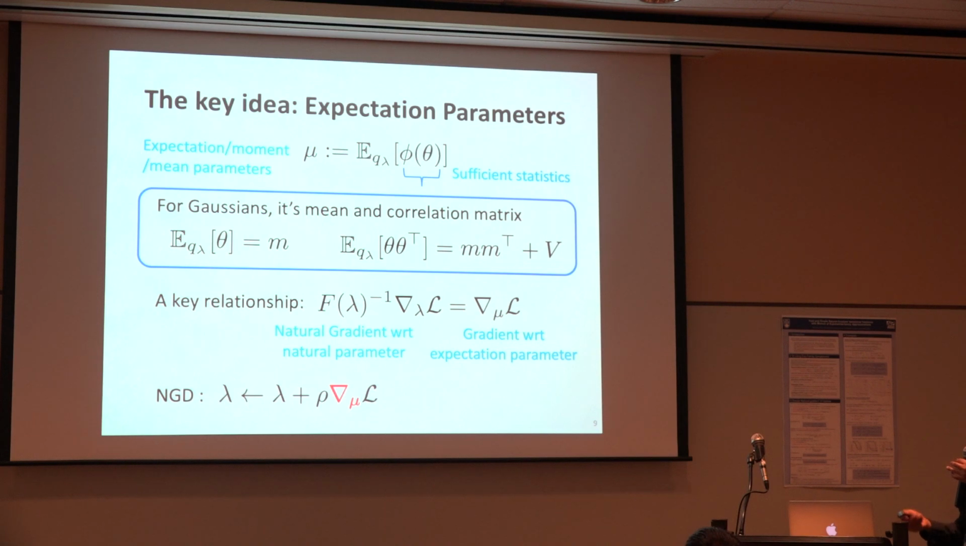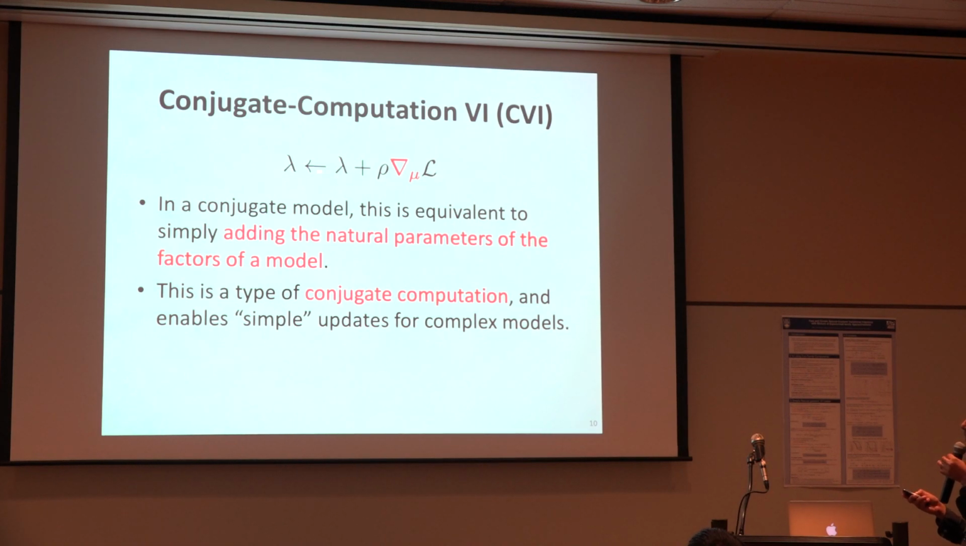So what we do in our paper is we start with this idea and then we show that this step is equivalent, for conjugate models, to just simply adding the natural parameters that you have in your model. Okay, so if you have two conjugate distributions and you multiply them, then equivalently you add their natural parameters in the exponent. This type of computation in Bayesian statistics is called conjugate computation. Many conjugate models have this form where you multiply, for example, two Gaussians, and you just add their natural parameters together and you get the resulting thing, right?